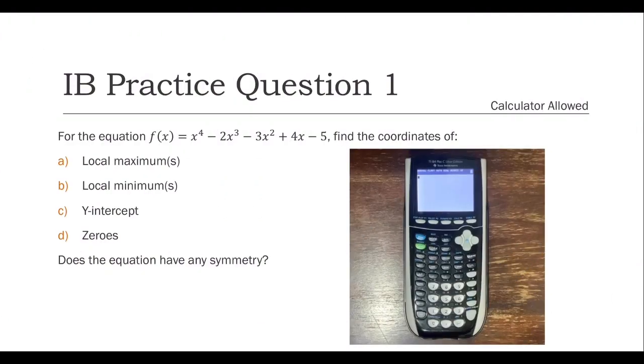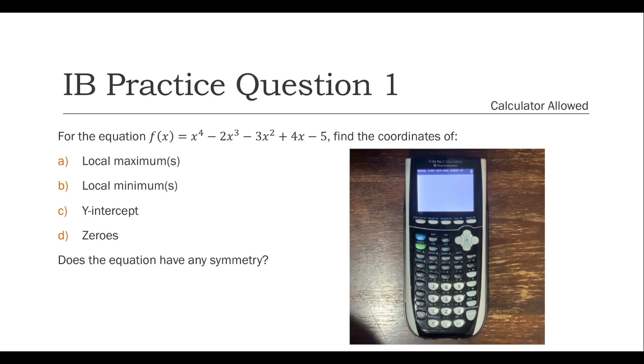So here we have our first IB practice question. It says, for the equation f of x equals x to the fourth minus 2x cubed minus 3x squared plus 4x minus 5, find the coordinates of A, local maximums, B, local minimums, C, y-intercept, D, zeros, and then does the equation have any symmetry?